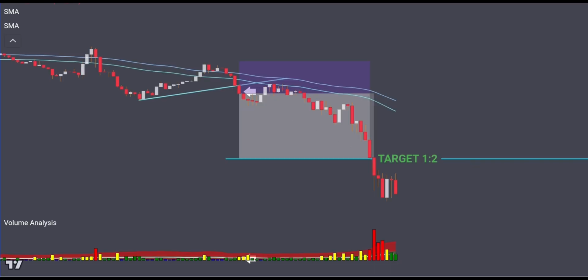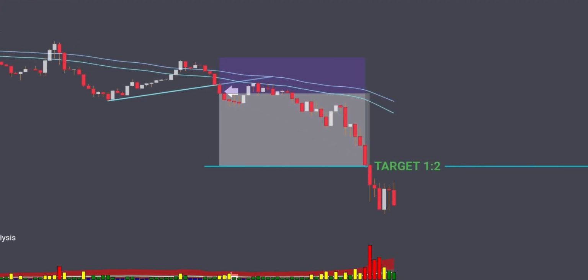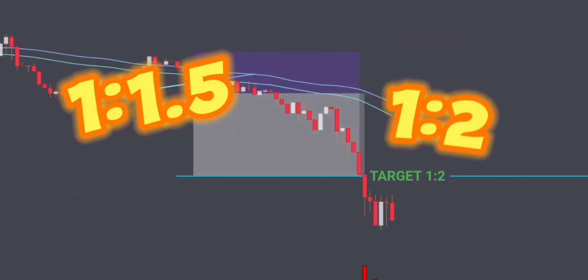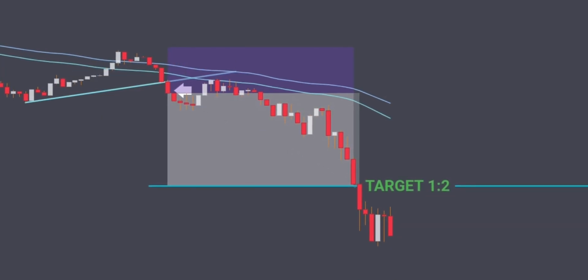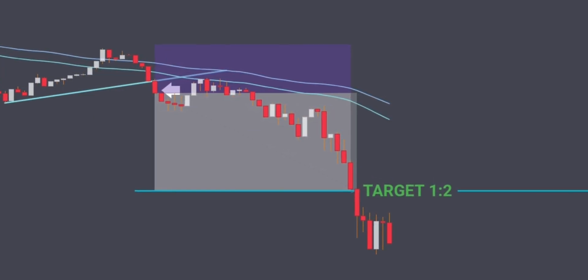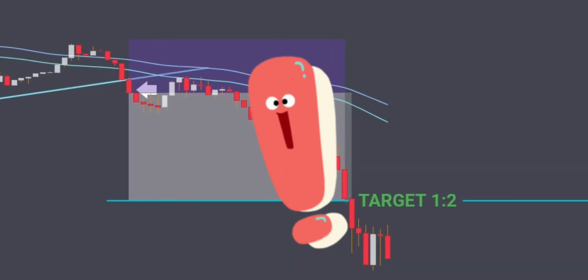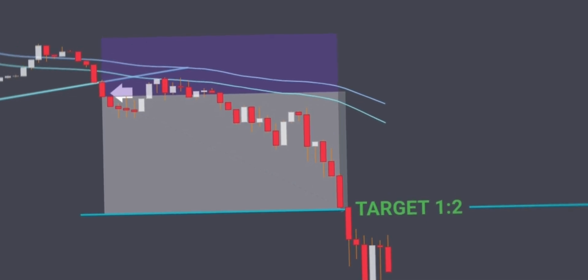Due to its robust nature, I've set the initial target at a 1-to-2 risk-reward ratio. Of course, everyone can determine their reward levels based on their own preferences, such as 1-to-1.5, 1-to-2, or 1-to-3. Given that the strategy revolves around entering a developing trend, aiming for high profit ratios is possible. However, remember to adjust the stop-loss level to the entry point once you reach your defined initial target.